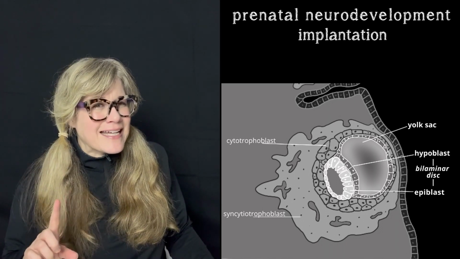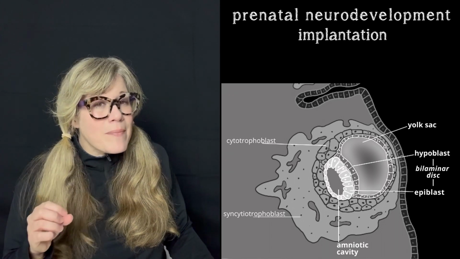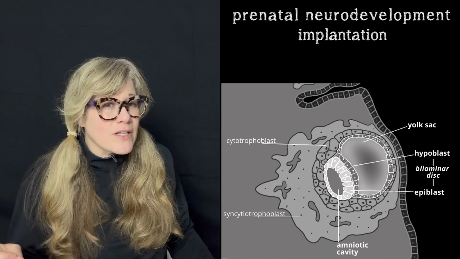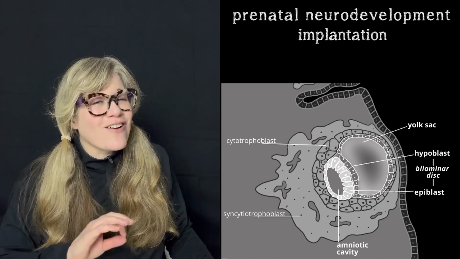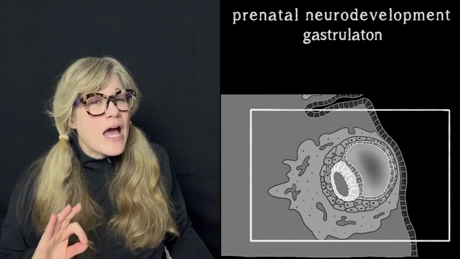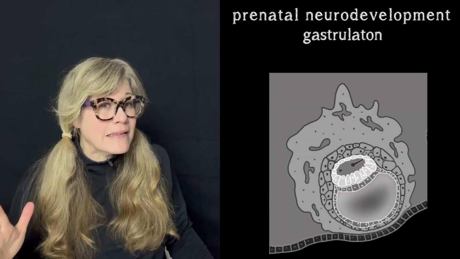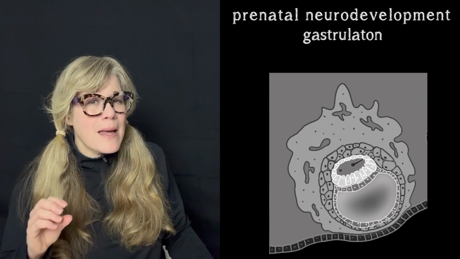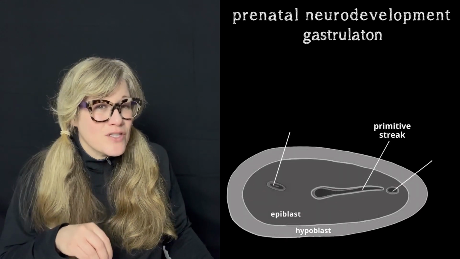Above the epiblast layer, a fluid-filled amniotic cavity is forming. By about day 15, more morphological changes happen to the epiblast layer. These changes are called gastrulation. And what happens is the cells along the midline and caudal, or tail end, of the bilaminar disc begin to thicken and create an indentation called the primitive streak.